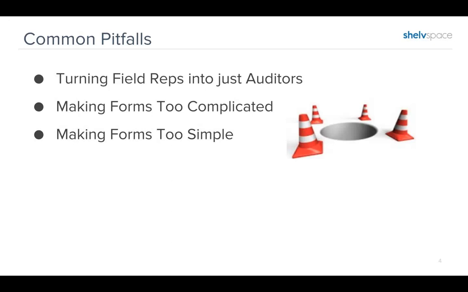Second is making forms too simple, on the other side of the spectrum. The biggest expense is getting your rep into the store. So once they are there, utilize them. There's so much valuable information that you can collect about your product, about competitors, about the overall store opportunities. And so it's about finding that balance.